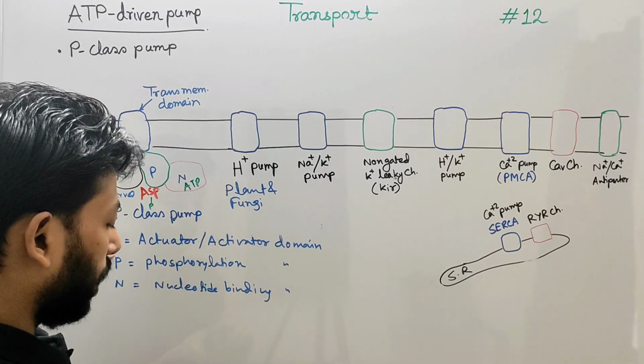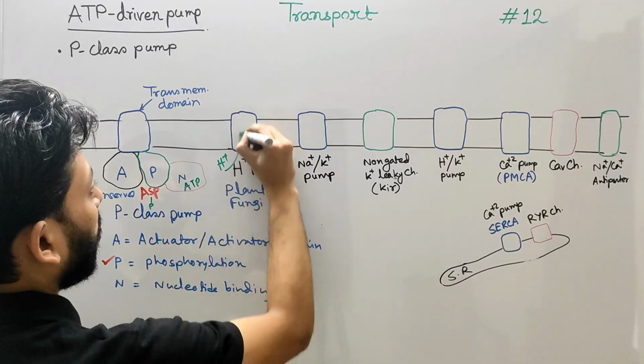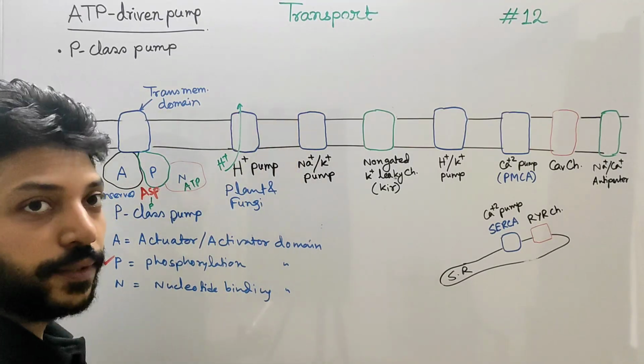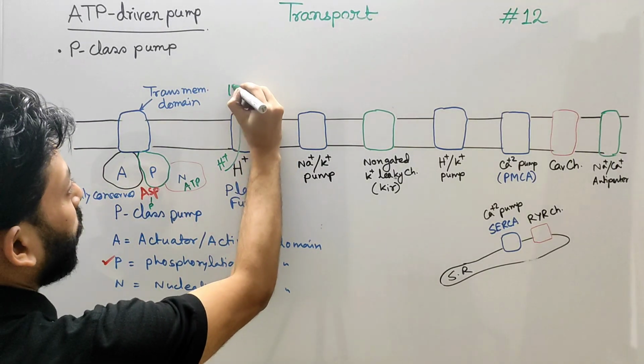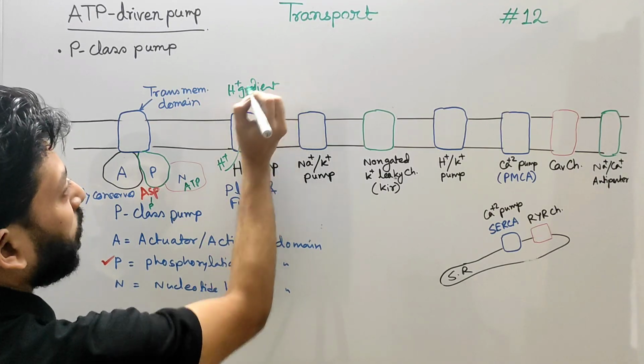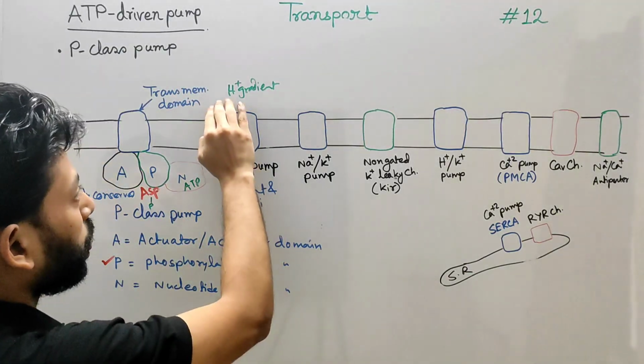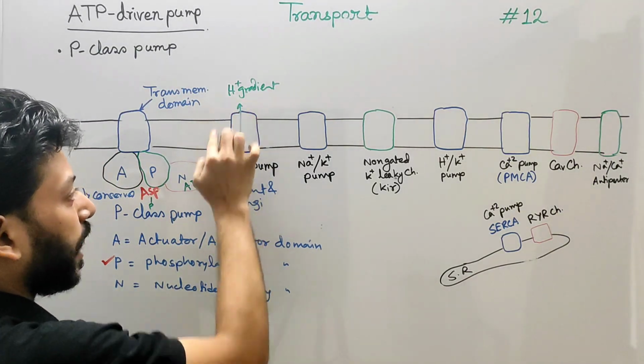Through this hydrogen pump, hydrogen ions are pumped out of the cell of plants and fungi to generate an H plus gradient. Now what is an H plus gradient, or proton gradient? That means there will be a difference in the concentration of hydrogen between outside and inside.